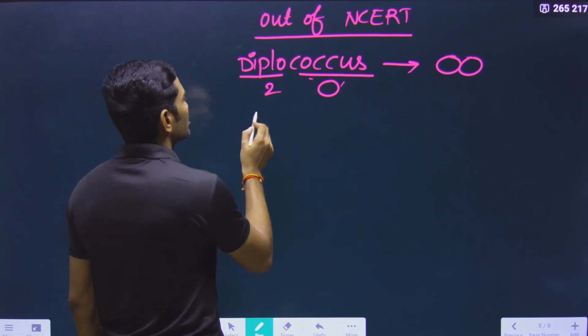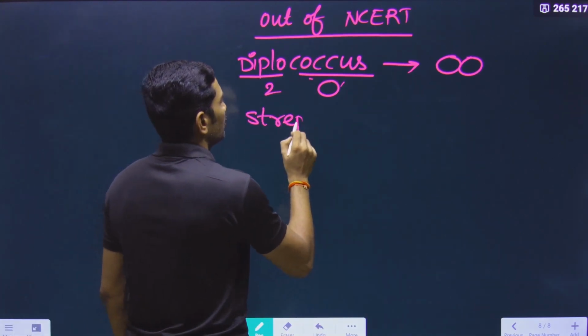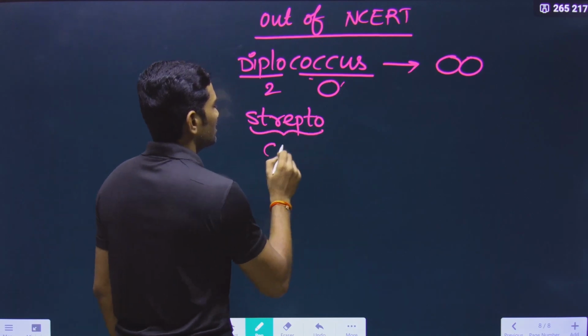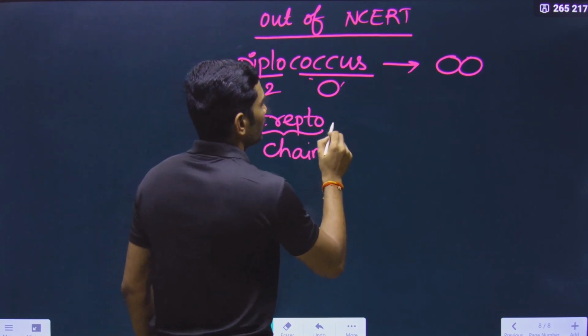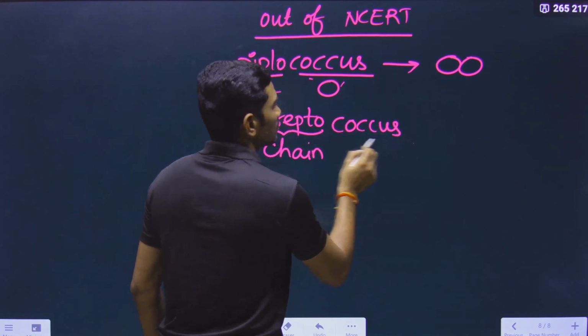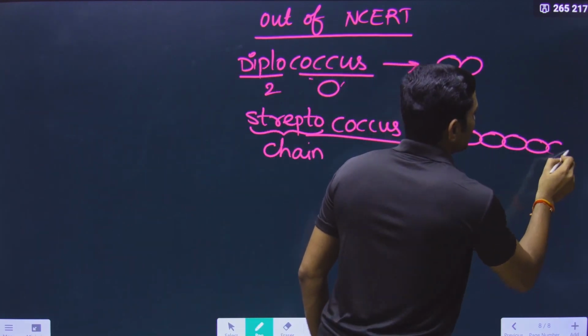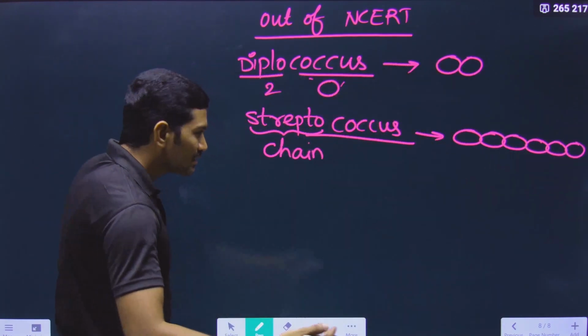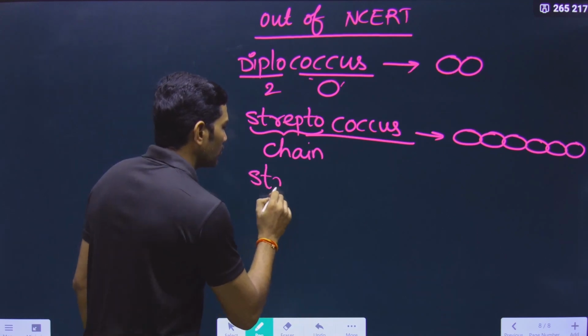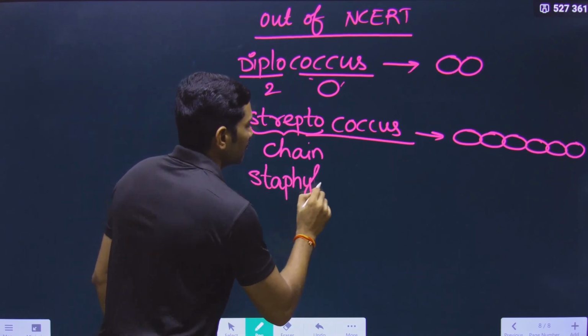And in the same way, streptococcus. Just now we studied. Strepto means a continuous chain of coccus bacteria. Streptococcus. So how will this appear? It will appear like this, a continuous chain. Understood or not? In the same way, here it is staphylococcus.